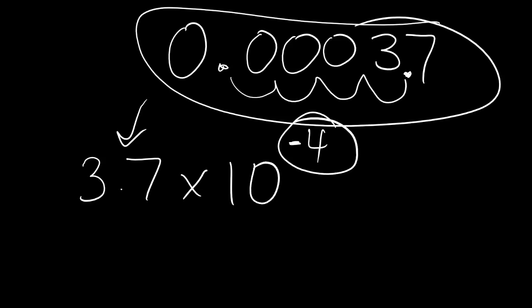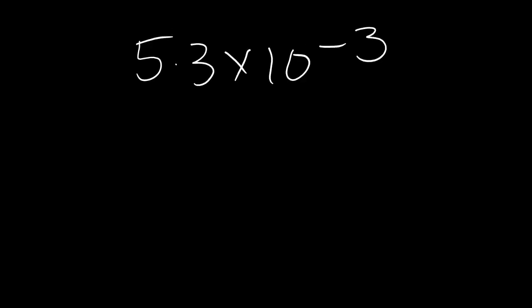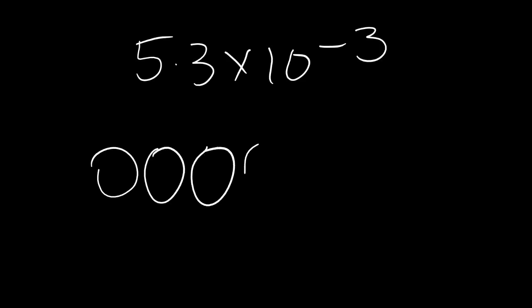Okay, great. So now we're going to do some examples where we do the opposite. We're given a number in scientific notation, and we need to convert it into numbers. So say we have 5.3 times 10 to the negative third. How would this be written as a number? Well, just put a bunch of zeros in front, however many you think you're going to need, and then 5.3.